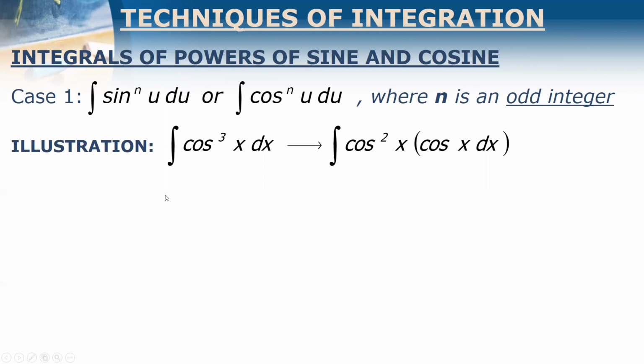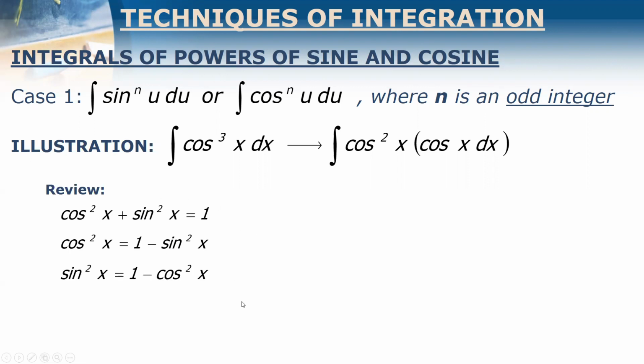So let us have a review of the trigonometric identities. This is the common form: cosine squared x plus sine squared x equals 1. So to solve for cosine squared x, transpose sine squared x to the right, like this one. Or for other problems, if you want to get the expression of sine squared x, same lang, transpose cosine squared x to the right, like this one. So for this illustration, we will use the first one: cosine squared x equals 1 minus sine squared x, like this one.